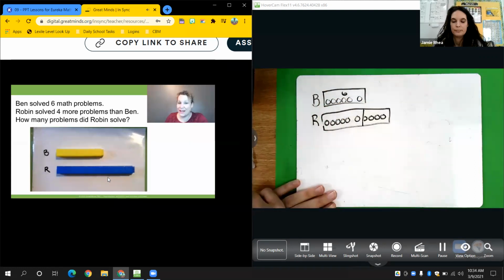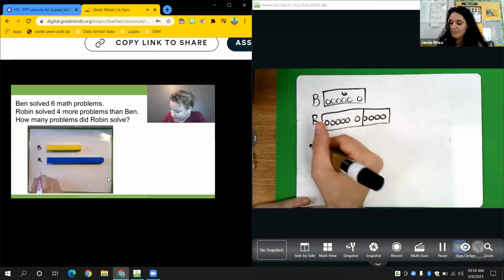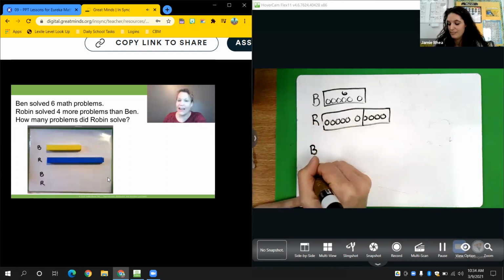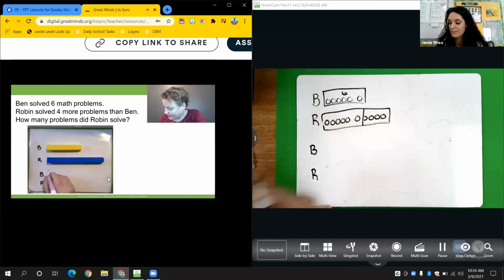Let's draw a tape diagram to represent what we just did. Who is the story problem about? Ben and Robin. So let's start by writing B for Ben and R for Robin. We're comparing, so we'll draw a double tape diagram. They each solved math problems. So I'm going to begin like this.